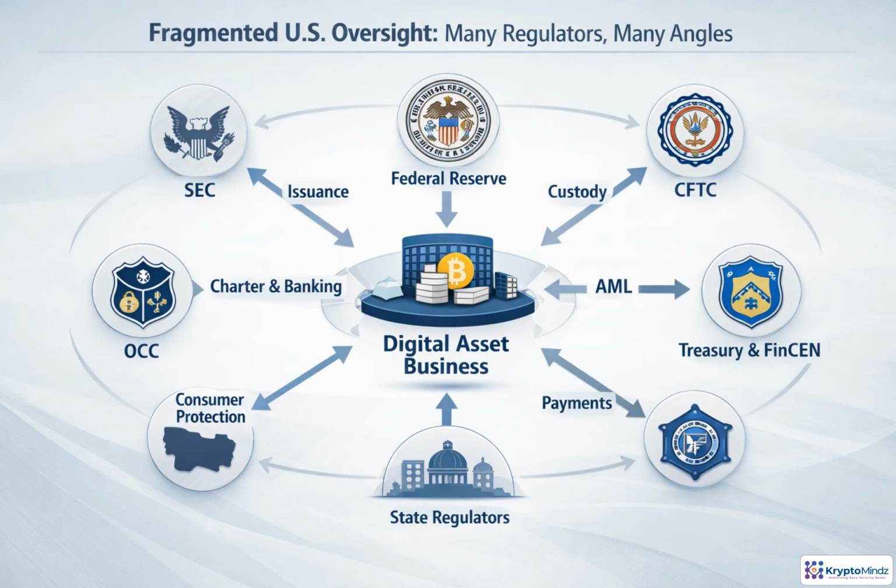Uncertainty is not only about what a token is, it is also about who gets to supervise the business. A single digital asset company may trigger securities questions for the SEC, commodities oversight from the CFTC, banking or charter issues for the OCC or Federal Reserve, AML duties under Treasury and FinCEN, and state rules for money transmission, payments, and consumer protection. These regimes were designed for different activities, but digital asset models often combine them. That fragmentation means compliance is not one checklist. Executives need to map each product function to each regulator's concern before launch, fundraising, or expansion.